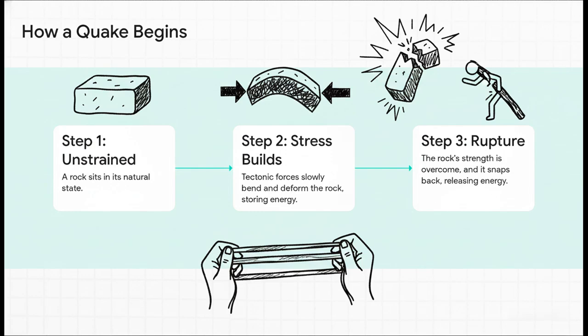As tectonic plates grind against each other, they apply stress, and this causes the rock to slowly bend and deform, storing up all this potential energy. But just like that rubber band, there's a limit. Eventually, the stress becomes too much, the rock's strength is overcome, and it snaps back. All that stored energy is released in an instant. That sudden violent release is the earthquake.